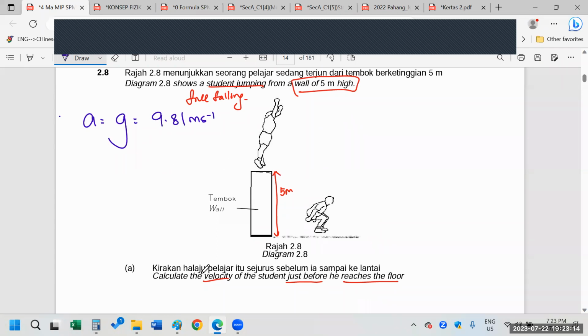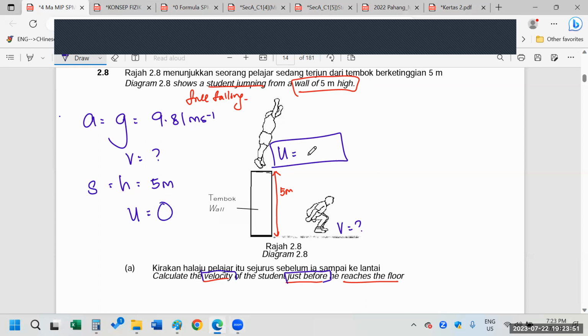Okay, then they want velocity just before he reached the floor, means he wants final velocity. Then the height of the wall, 5 meter, means what? Means it is displacement. What else do we have? We still got one more. Before it jumps, what is the initial velocity? Anyone knows?